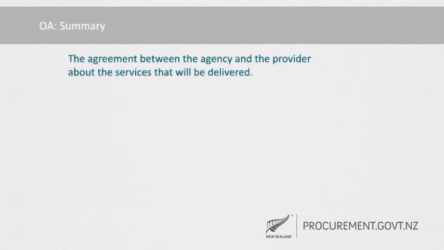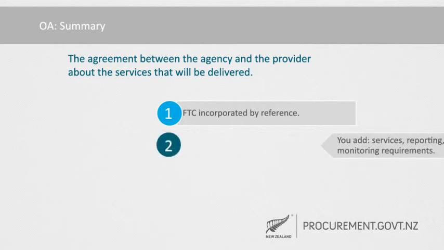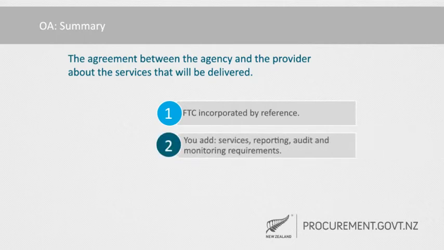To recap, the outcome agreement is the agreement about the services the provider will deliver. It is legally binding between the agency and the provider. The framework terms and conditions are incorporated by reference. Each outcome agreement needs to be completed with the details of the services to be provided, reports, monitoring, audits, payments, and any other specific requirements.